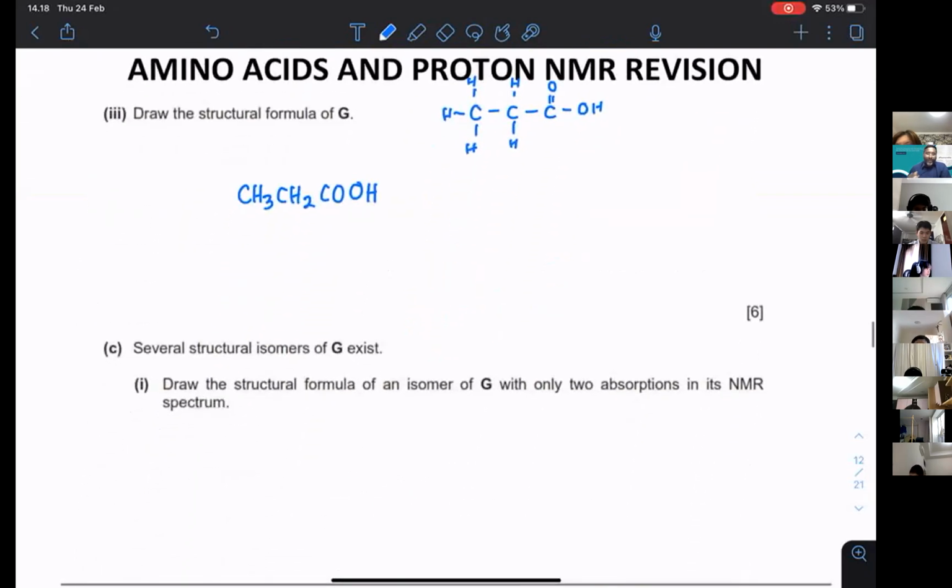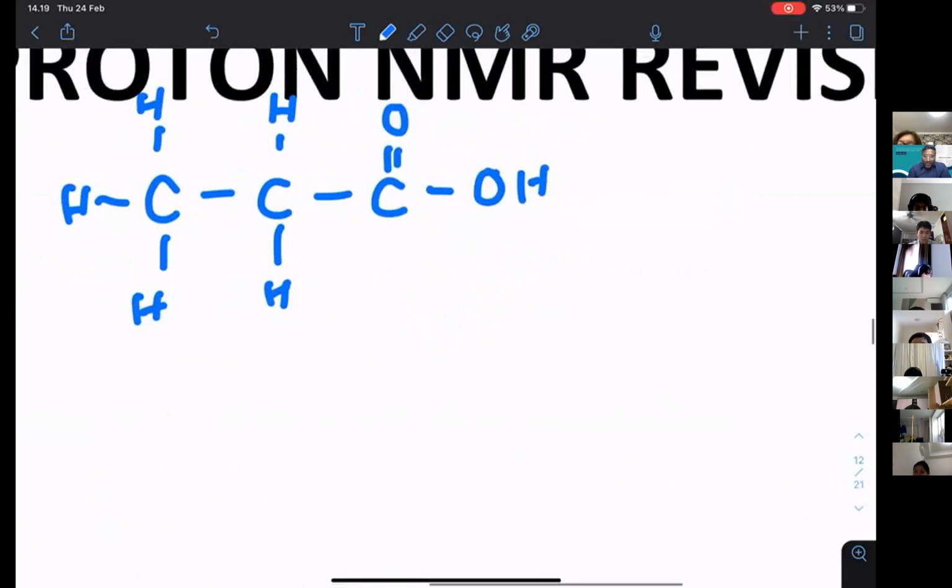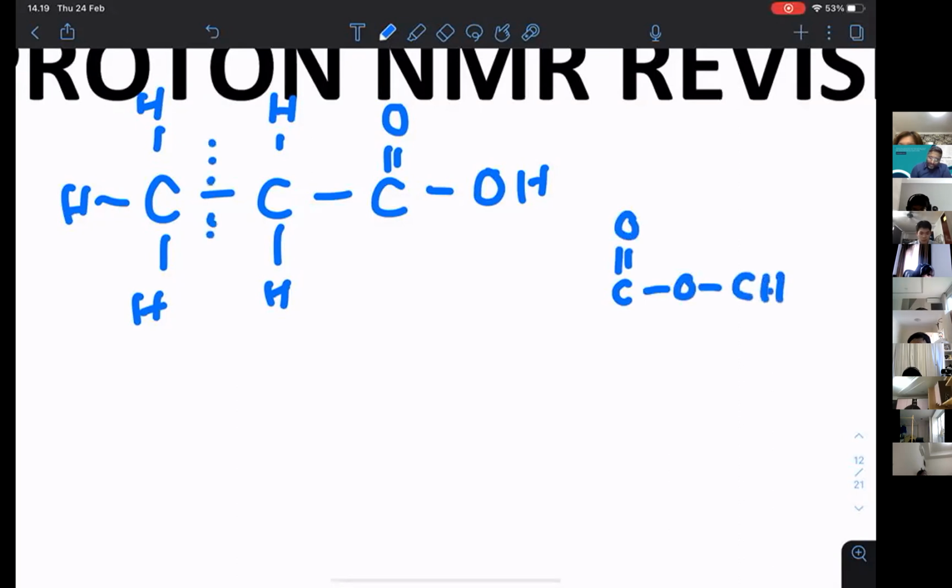Several structural isomers of G exist. Draw the structural formula of an isomer of G with only 2 absorptions in the NMR spectrum. So we need to draw with 2 absorptions, which means it must have only 2 hydrogen environments. If I'm going to draw an isomer for this, I will think of carboxylic acid, most probably with 2 oxygens. Draw C double bond O, keep the O here. This CH3 I break and bring it over here. Then I bring this H over here, so it will become CH3 over here. This is the first thing that will come to my mind automatically.